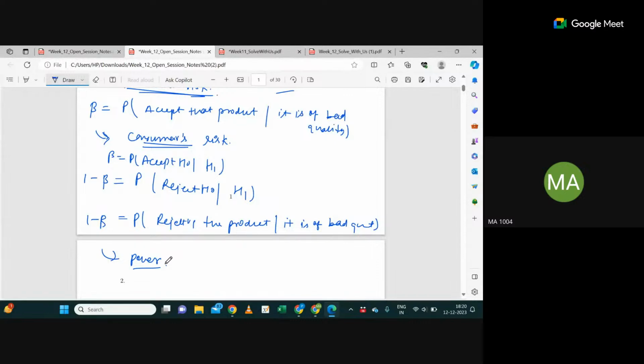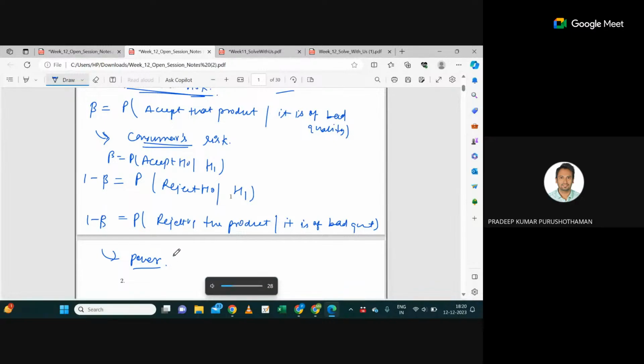It was in the bad quality, right? That means it should be higher, right? Okay. If somebody gives in the question, like if power is given and if they ask us to find something like say C or something, then in that case we should be using the second form, which is 1 minus beta equal to reject H0 if it is a bad quality.